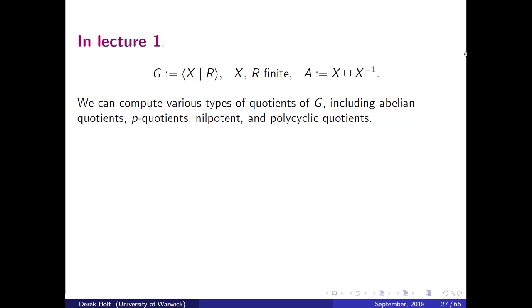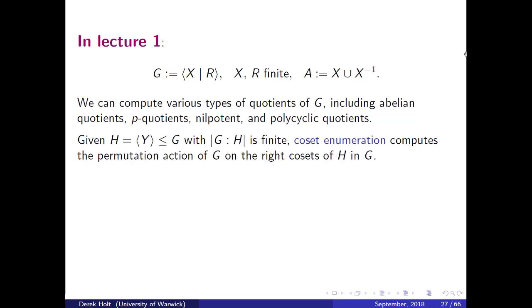So abelian quotients, which we did in some detail and mentioned other important applications in this direction. Quotients of prime power order, nilpotent and polycyclic quotients. I didn't say much about those, I just mentioned their existence. Then the main thing we did was the coset enumeration algorithms, Todd and Coxeter.